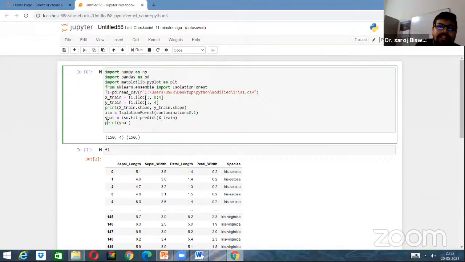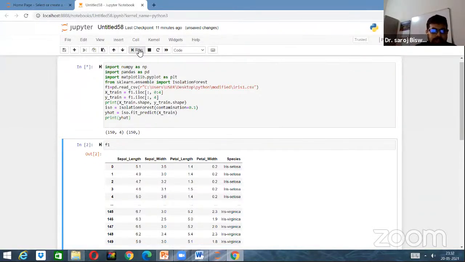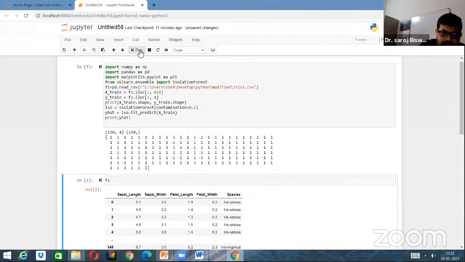And that is stored where? That is stored in here. This is a variable, you can keep any name. Now, just to show you what is available in the variable, we have written here print(yhat). See here, we're running this one. You can see all ones, +1 and -1. So 1, 1 means the first observation is a normal observation. Second is normal. Third is normal. These are the normal observations. This one is an outlier. This one is an outlier. This one is an outlier.